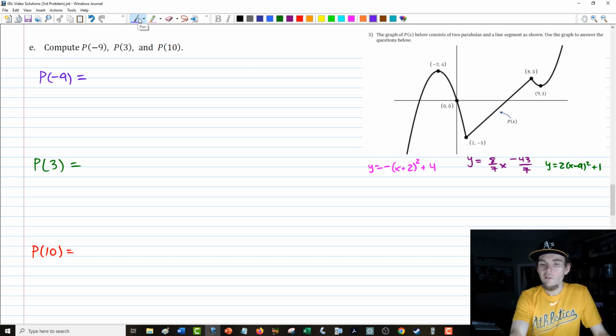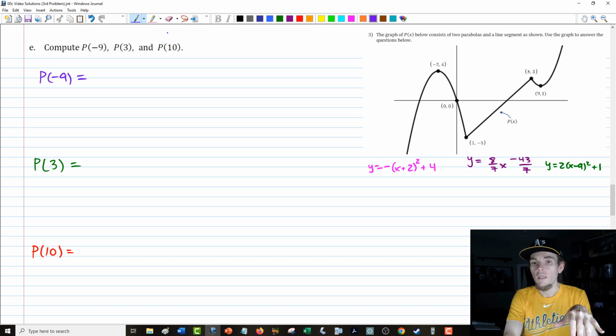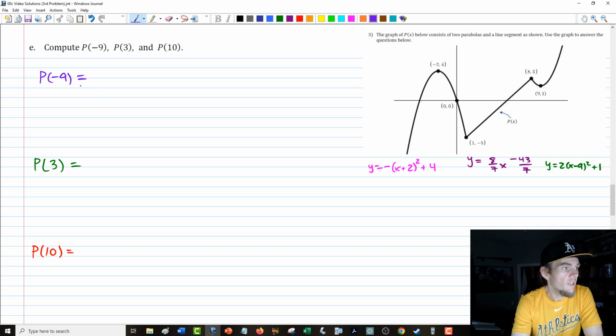The reason I wanted to start there is that in order to calculate something like p of -9 or p of 3 or p of 10, we have to know which part of the graph we're on at that point. So for instance, when it says p of -9, we need to figure out which of these pieces has -9 on it.